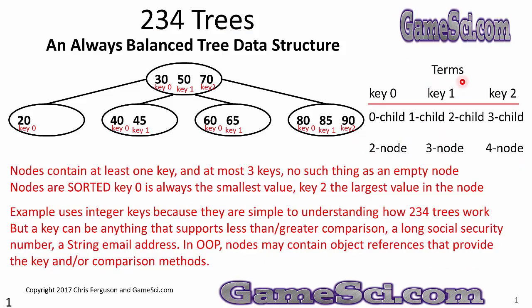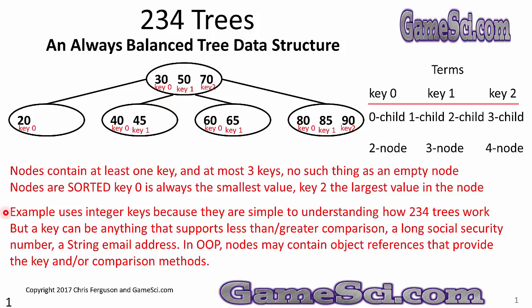Let's learn some terms that go with 2, 3, 4 trees. Key 0, key 1, and key 2. Nodes contain at least 1 key and at most 3 keys. There is no such thing as an empty node. Nodes are sorted. Key 0 is always the smallest value. Key 2 is always the largest value in a node. Key 0, 30, is less than key 1, 50, which is less than key 2, 70.